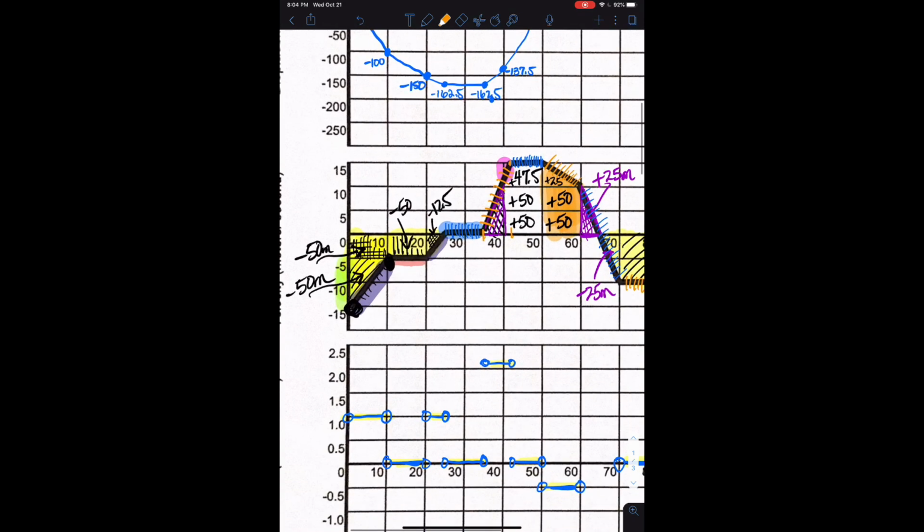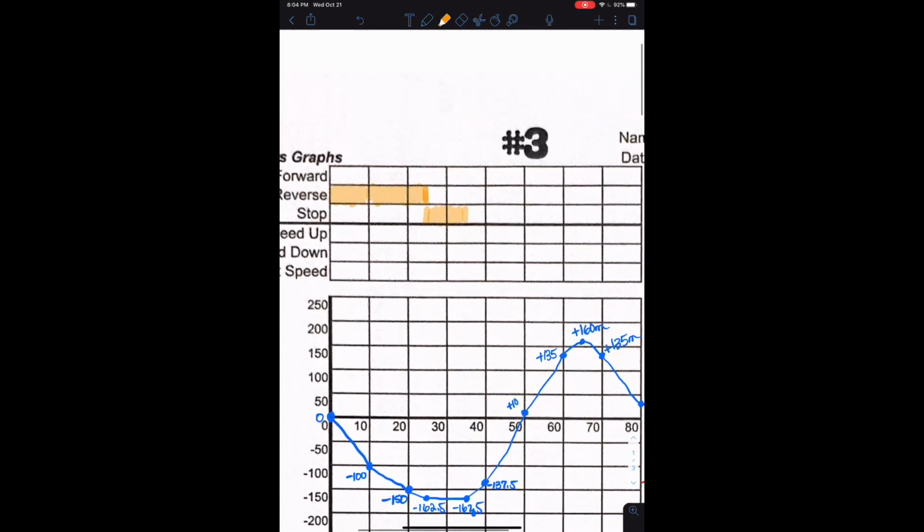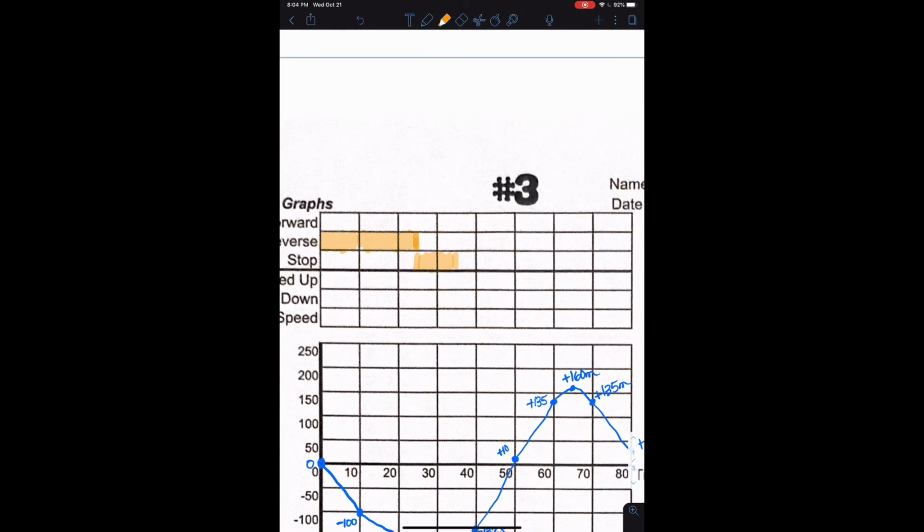All right, and then what happens after that? Well, from 35 all the way to 65, we have positive velocities. Okay, so from 35, where's 65? Right about here. At 65, I think it's going to hit 0 again, so we're going to have some kind of stop there at 65. All right, anyways, from 35 to 65. So here's 35 to 65.